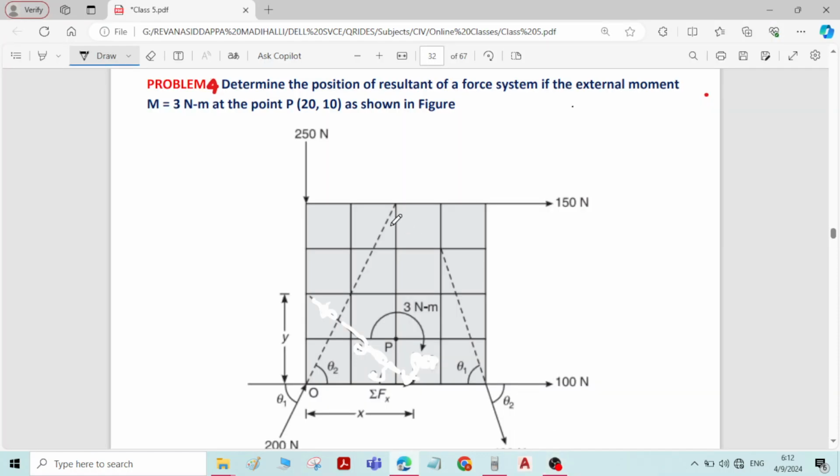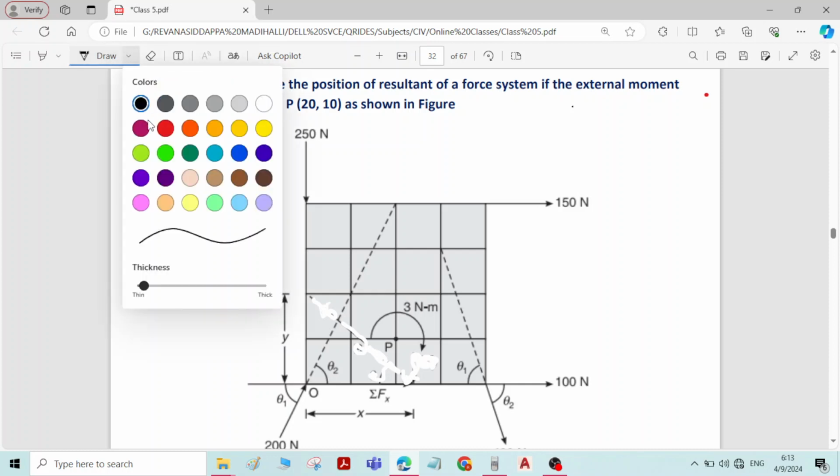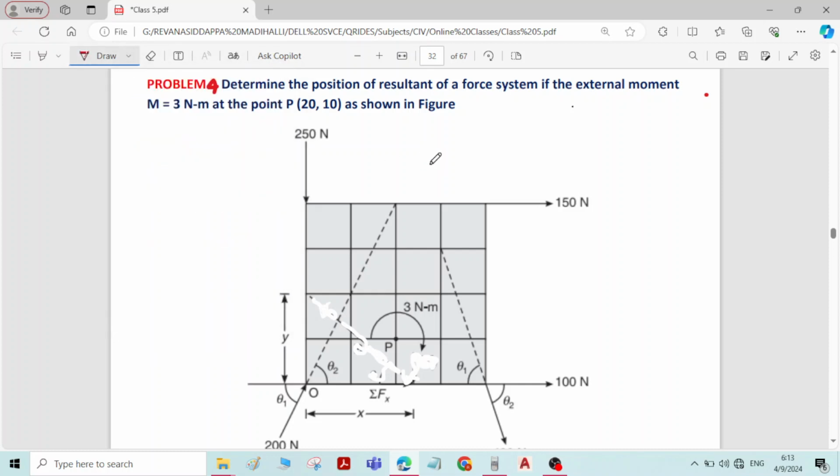Hi, this is problem number 4 on coplanar non-concurrent system of forces. The question is to determine the position of the resultant of the force system if the external moment M is equal to 3 Newton meter at the point P (20, 10) is acting as shown in figure. The coordinates of this point P are 20, 10.